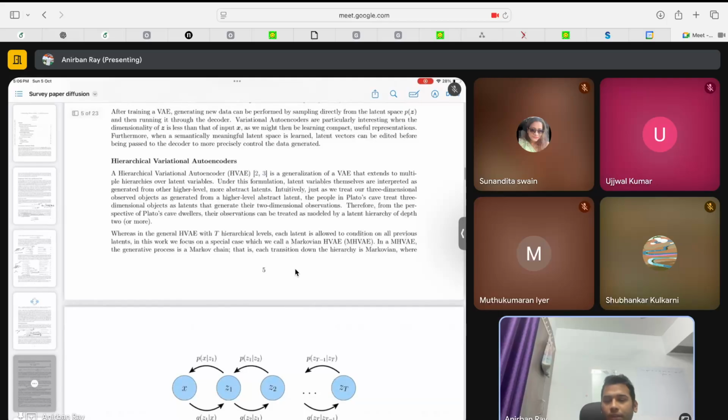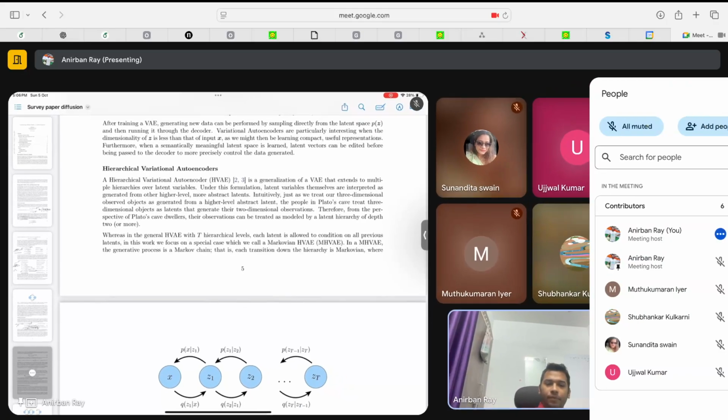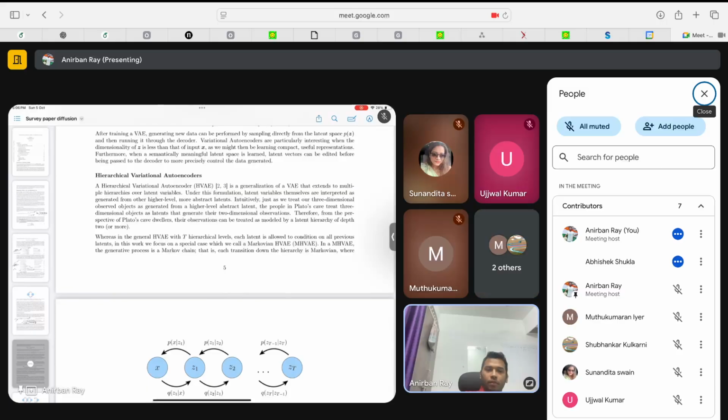Any doubt here? Very low strength today. Abhishek joined here. So any doubt up to this point?